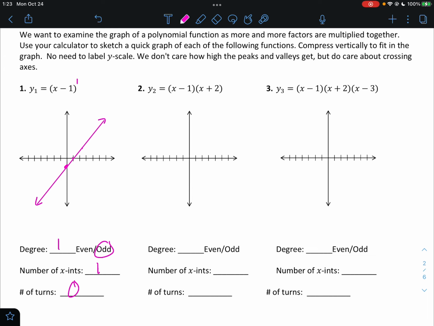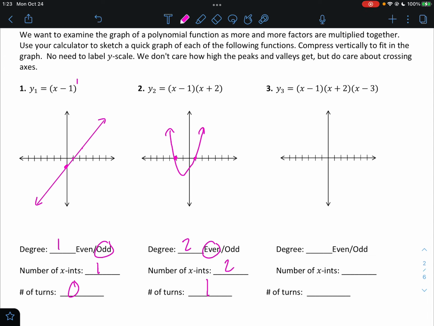The next one has two x-intercepts at (1, 0) and (-2, 0). So again, you can go ahead and use your graphing calculator. You can pause this video at any time to put these functions in your graphing calculator. And the graph's going to look something like this when you're done. This is the first degree, this is the first degree, so if you add those together, you get second degree, which is even. There are two x-intercepts, but it only turns once. Right here.